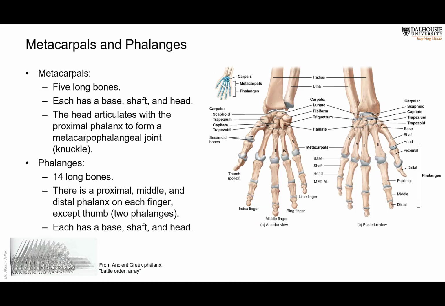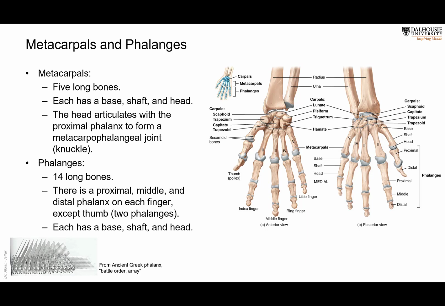Then we have the metacarpal bones and the phalanges. The metacarpals are 5 bones. Again, they are long bones because they have a base, a body or shaft, and a head, and they are numbered from lateral to medial. So the lateral is the one for the thumb, and the medial is number 5. The head articulates with the base of the proximal phalanx at the metacarpophalangeal joint. The metacarpophalangeal joints are the joints of the knuckles here.